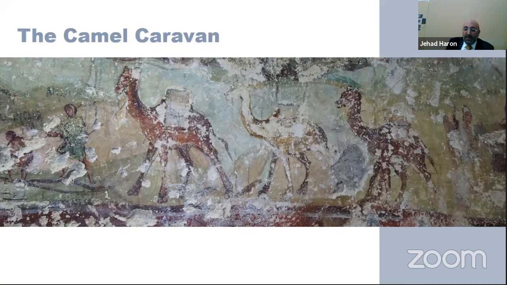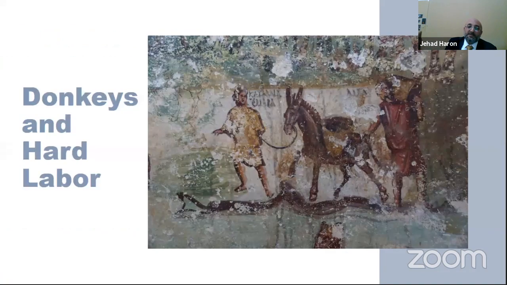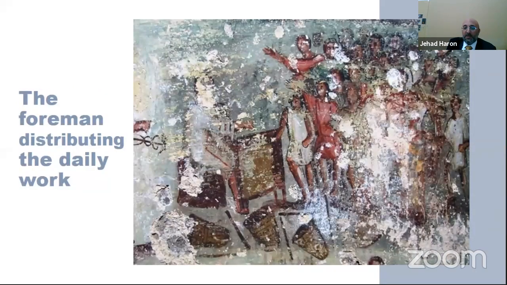And of course, the camel was one of the best animals that could lift a huge quantity of stones from the quarry to the construction spot. So the camel caravan was there, and we have donkeys or mules. We will not dispute the term, but we can say donkeys for hard labor. So they were mixing animal and human labor at the same time.